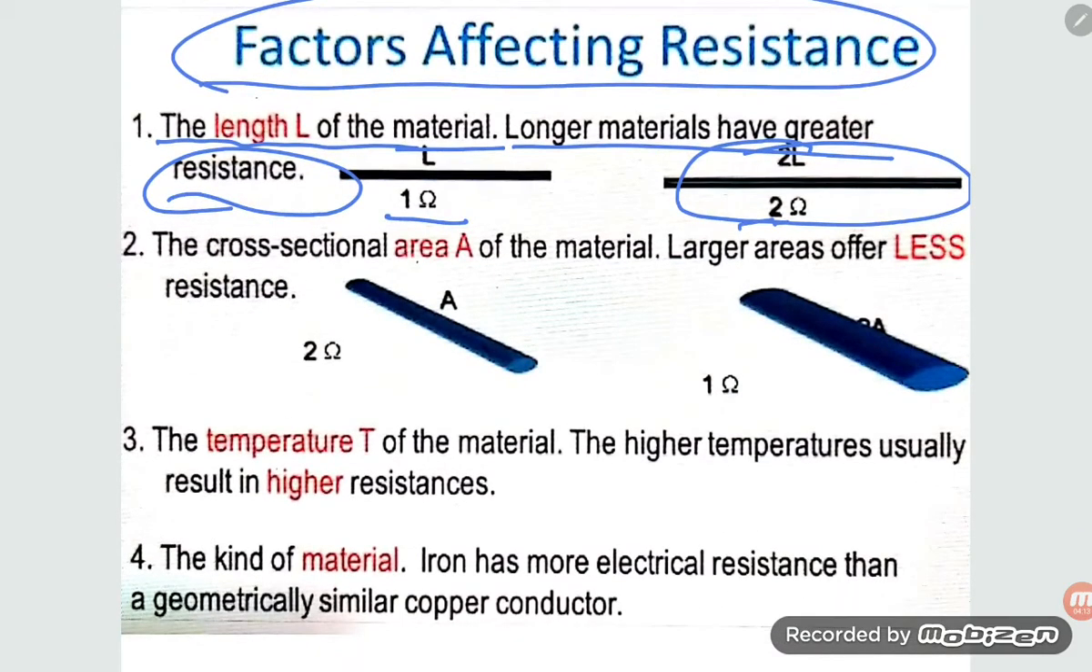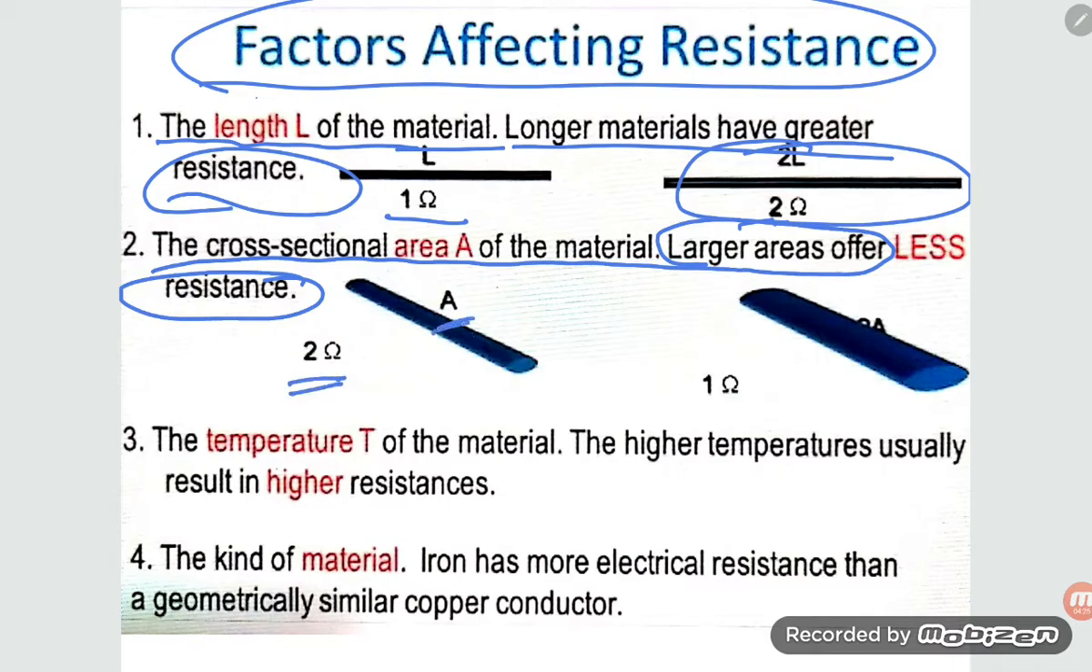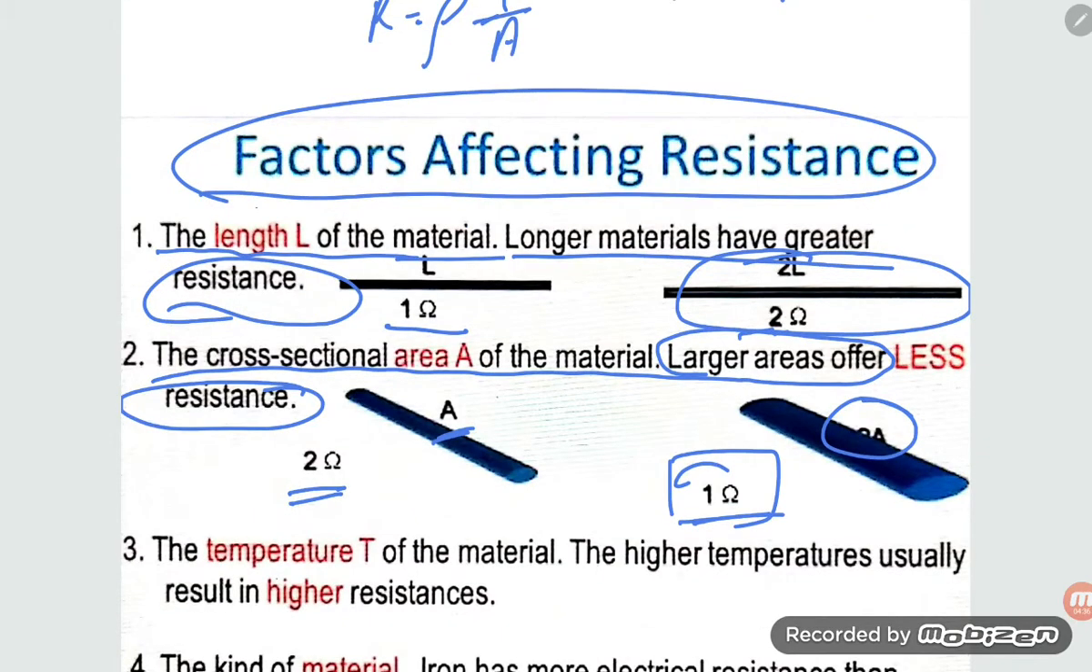Now next point, student, is the cross section area of the material: larger the area of cross section, lesser the resistance. So suppose 2 ohm resistance is there when the area of cross section is A, but if the area of cross section is 2A, then it is 1 ohm. So that is what is there, student.